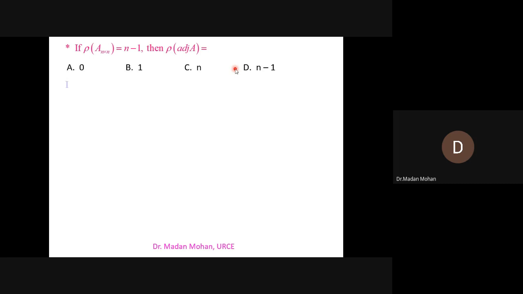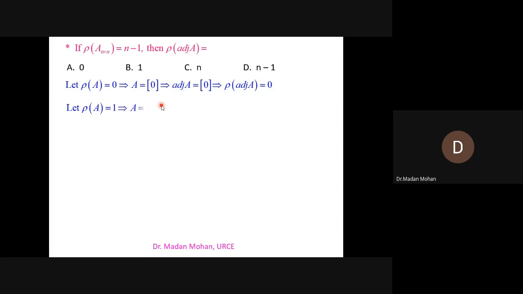It is a bit complicated to explain to you. I'm explaining using the induction process, of course. Suppose the rank of A is 0, then A should be the 0 matrix. Then adjoint A is also 0. This implies the rank of adjoint A is also 0. Suppose the rank of A is 1.